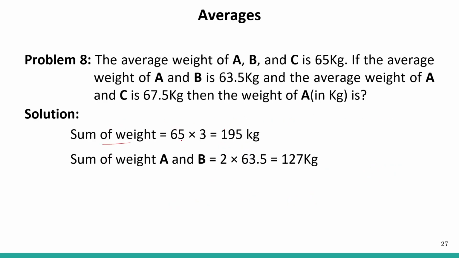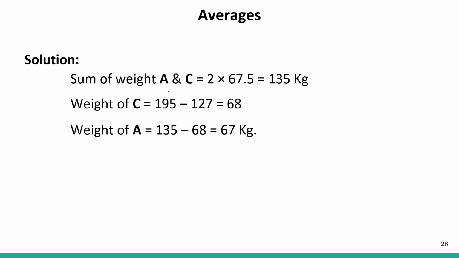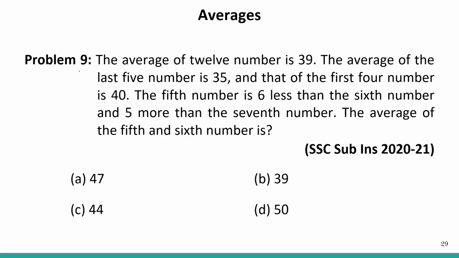Sum of weights is equal to 65 into 3 is equal to 195. Sum of weight of A and B is equal to 2 into 63.5, that is 127 kg. Sum of weight of A and C is equal to 135 kg. So weight of C is equal to 195 minus 127 is equal to 68. So weight of A is equal to 135 minus 68 is equal to 67 kilogram. So let's see problem number 9.